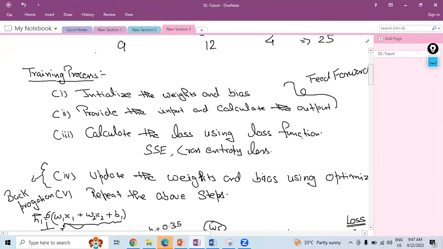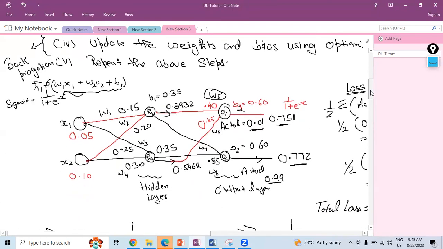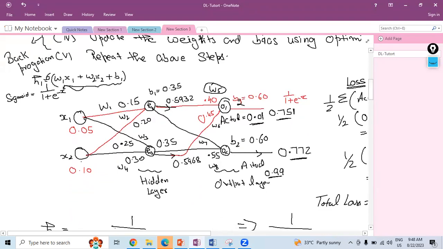We saw that my training process starts with initializing the weight and bias, then providing the input and calculating the output. These two processes are collectively called feed forward. Then in the third step, we have to calculate the loss. And after that, in steps 4 and 5, we have to update the weight. So we took a very simple example with two inputs, one hidden layer and one output layer. We start with some random weights, and then we start performing the training steps.